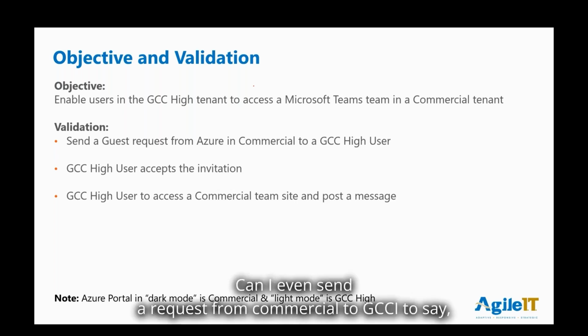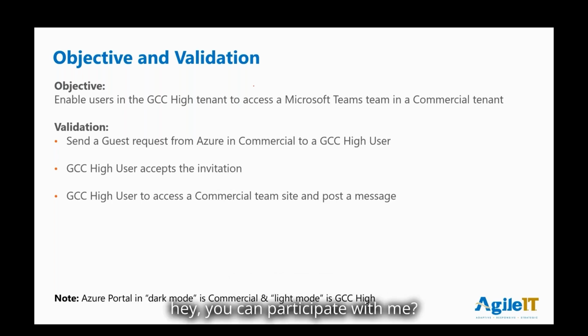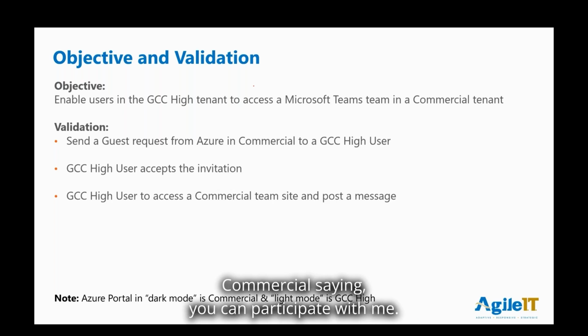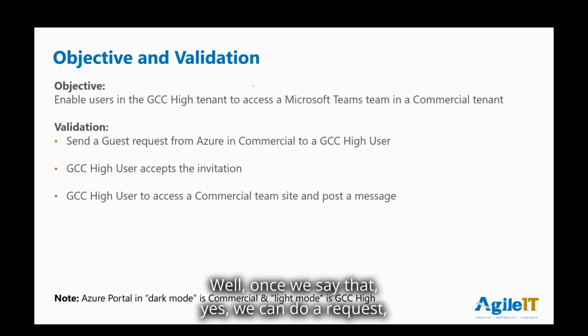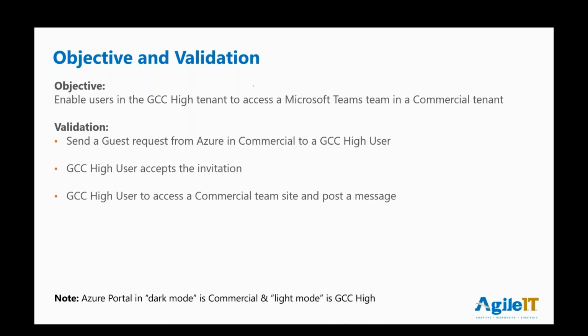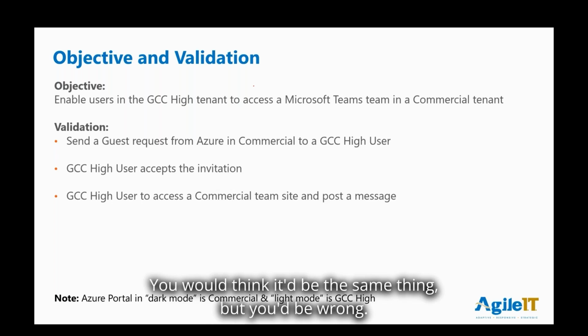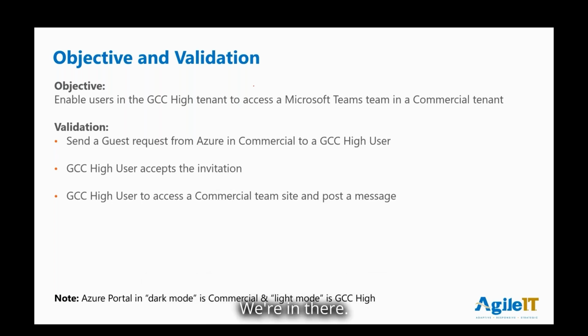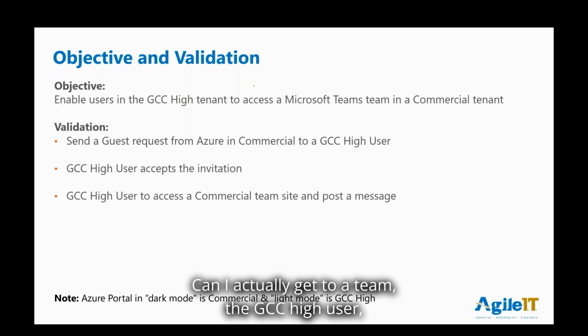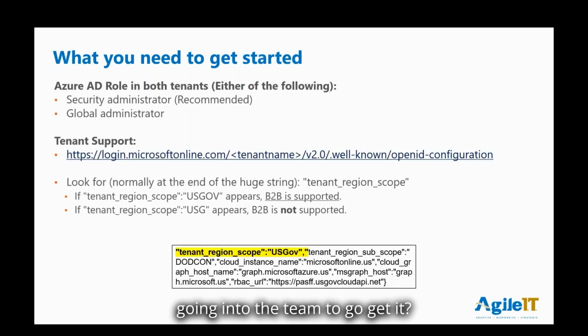Like, one, can I even send a request from commercial to GCC High to say, hey, you can participate with me, right? That's important. Commercial saying, you can participate with me. I'm inviting you as a guest, but we still have to have a relationship with one another. Well, once we say that, yes, we can do a request. Can the user accept it? You would think it'd be the same thing, but you'd be wrong. Then the third part is, yes, we've accepted it. We're in there. Can I actually get to a team, the GCC high user, going into the team to go get it? So that's kind of our end goal.